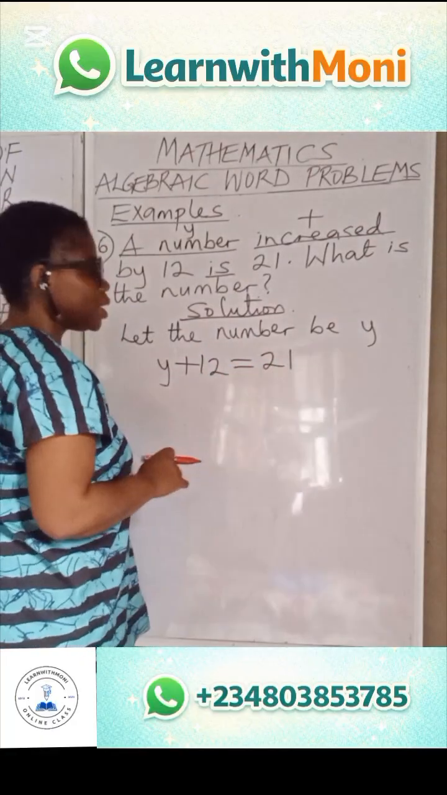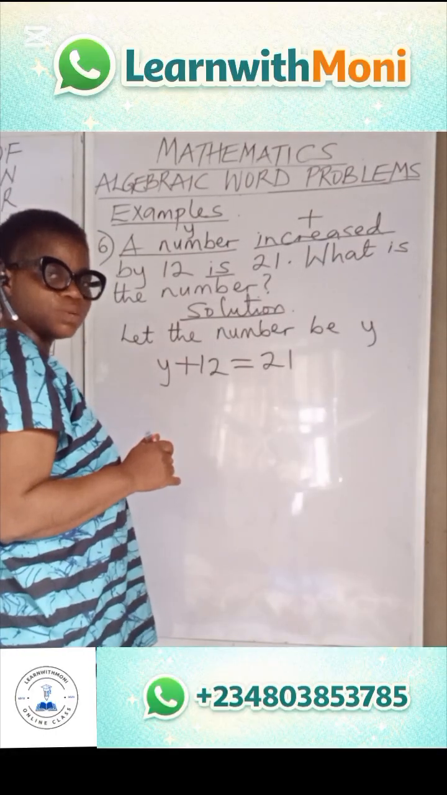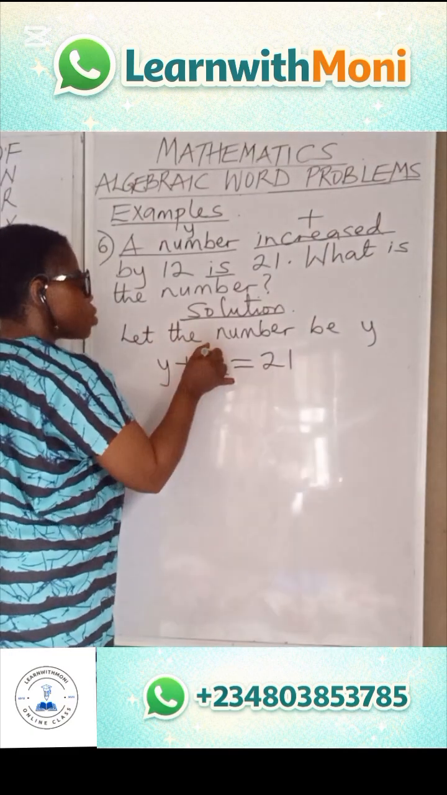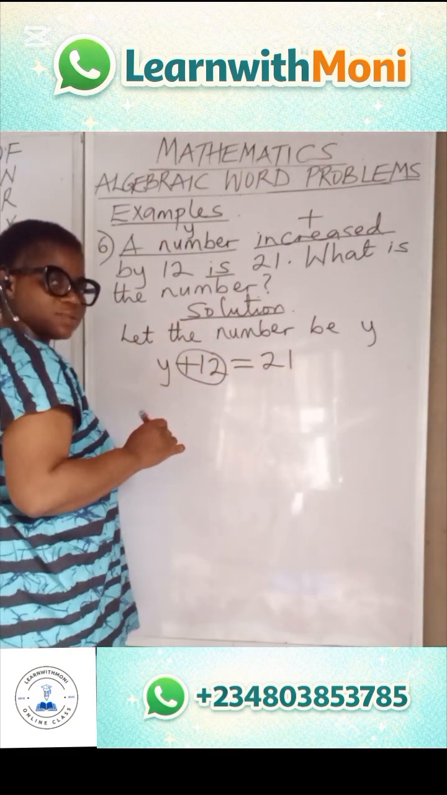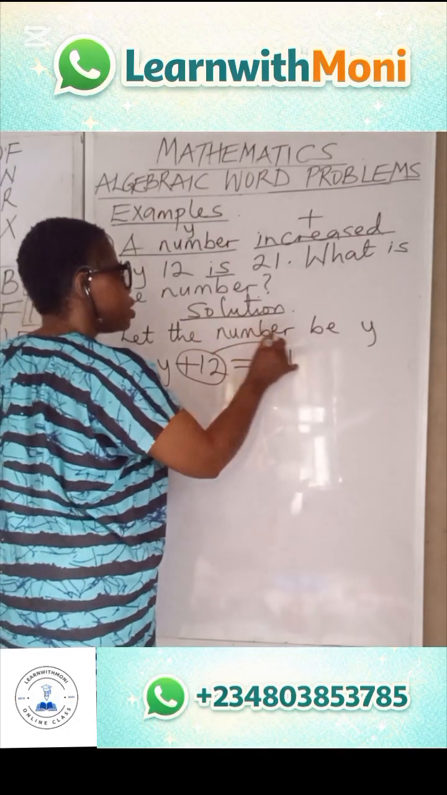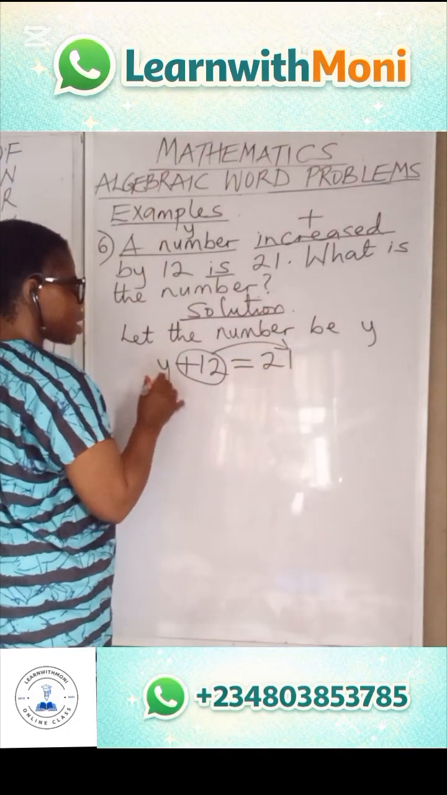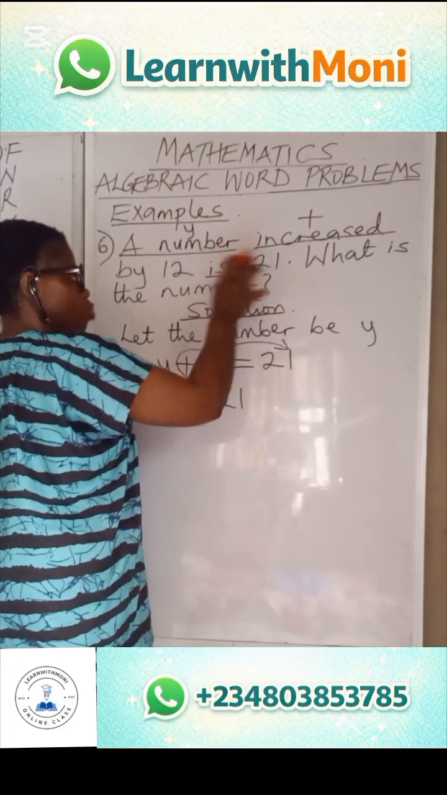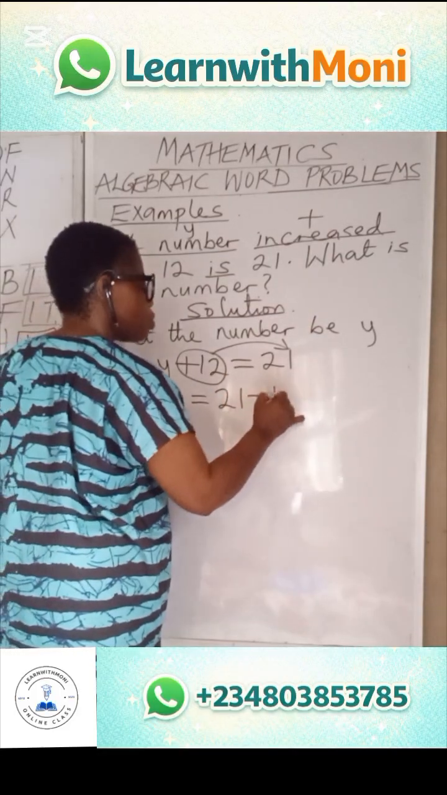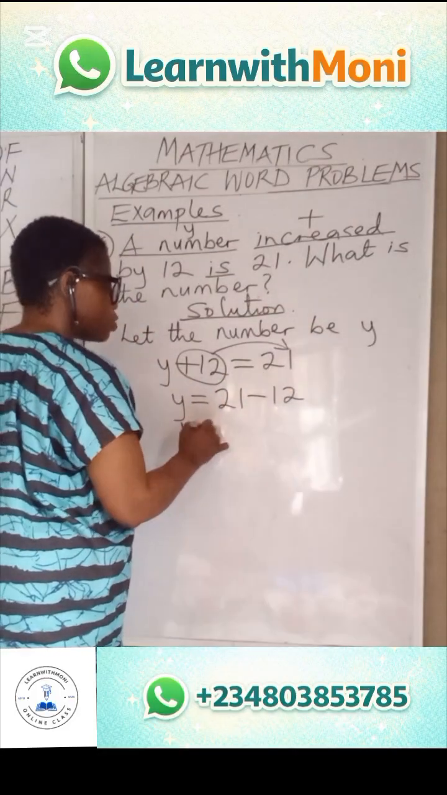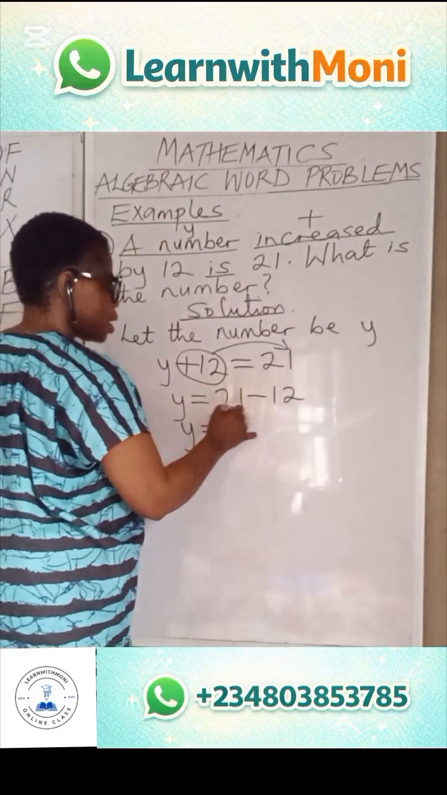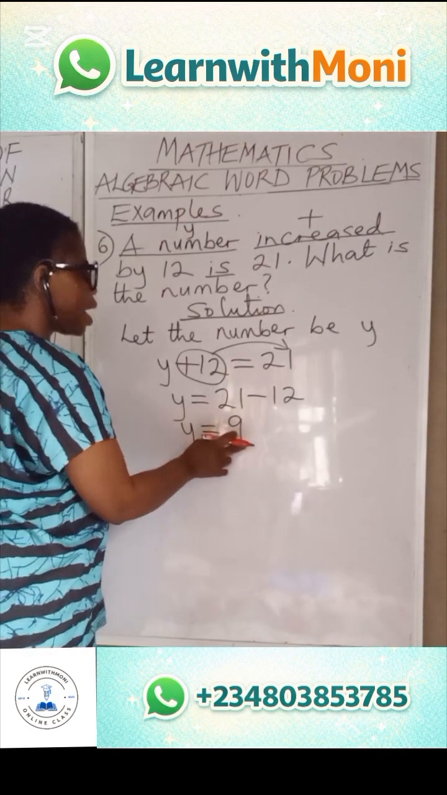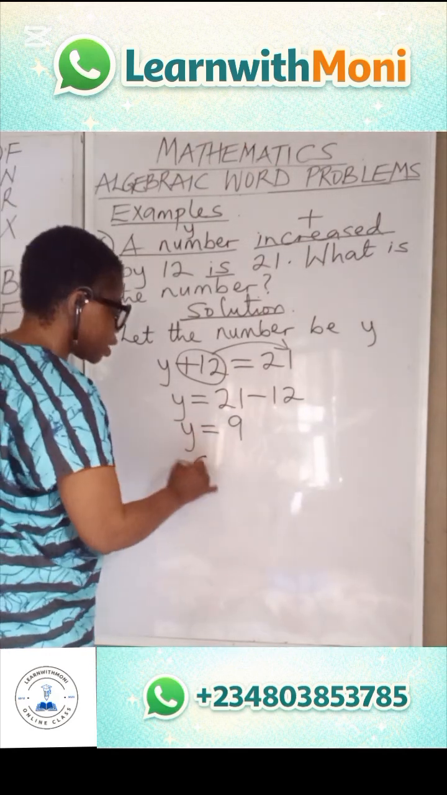So let us simplify this. We learned how to simplify algebraic equations earlier. We need to get our y, so we consider this plus 12 as something that needs to be removed. So we have to roll it to the other side. On our left hand side, we are left with y, which equals 21. Rolling plus 12 to the other side, we have minus 12. Y equals 21 minus 12, and that gives us 9. That gives us 9, which means that 9 is the unknown number. Let us check.